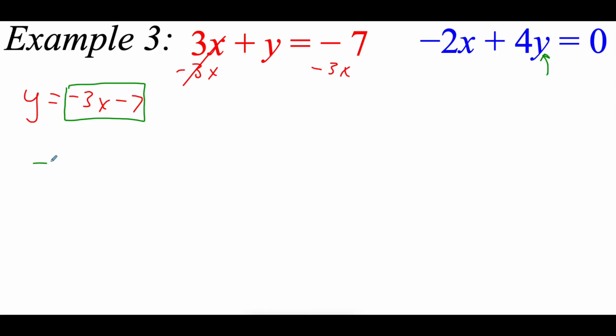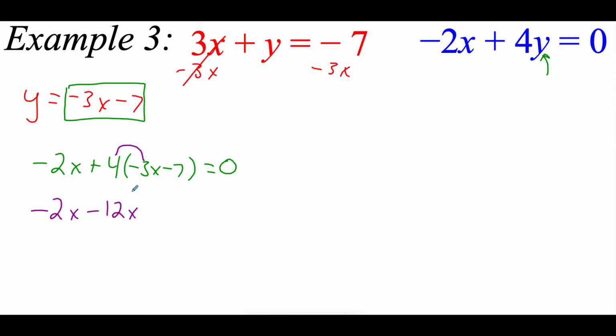So we're going to end up with negative 2x plus 4 times negative 3x minus 7, and this is equal to 0. Now we want to solve to get our variable alone, so I'm looking at this 4 that's outside of this parentheses. We're going to distribute that 4 in. So we're going to have negative 2x. If we take the 4 times the negative 3x, that's going to give us negative 12x. And if we take the 4 times the negative 7, that's going to give me negative 28. And this is equal to 0.